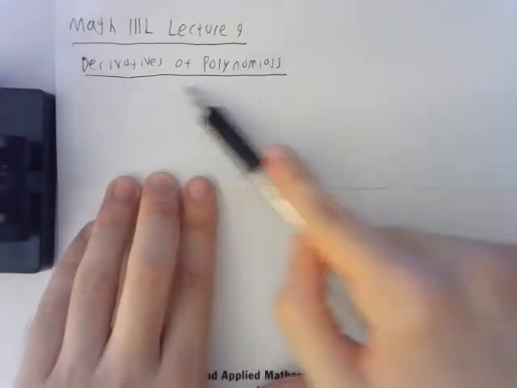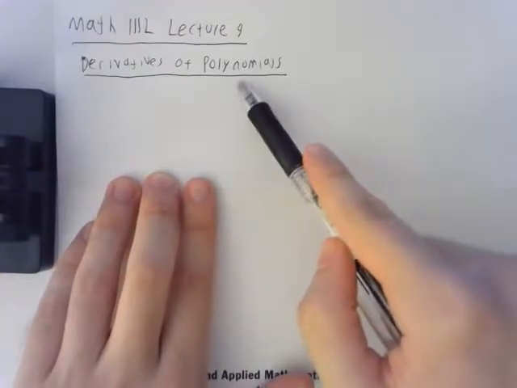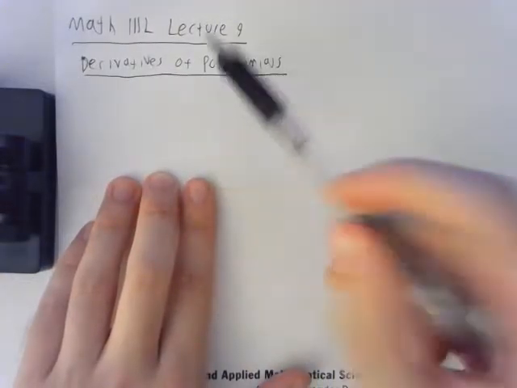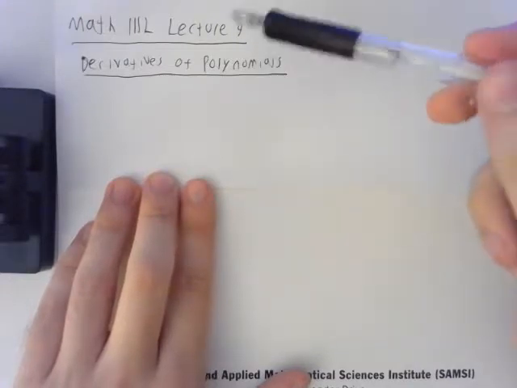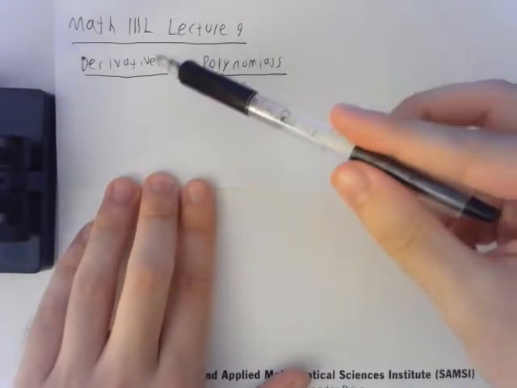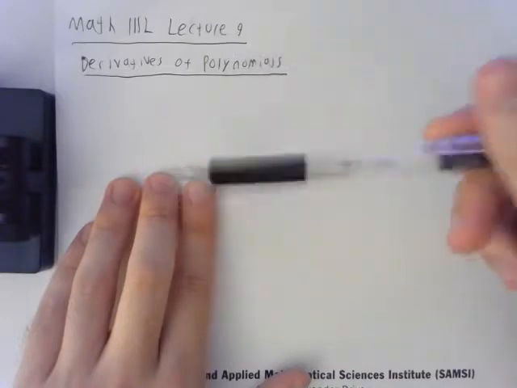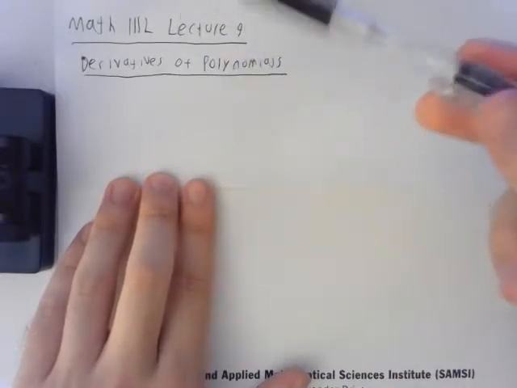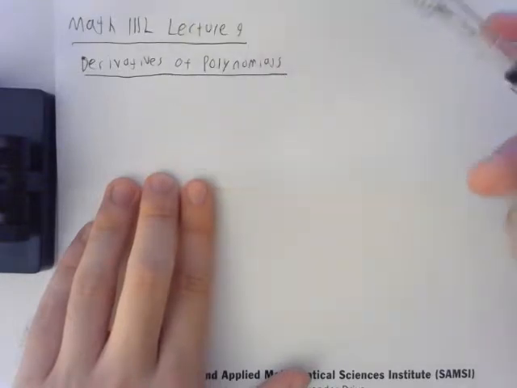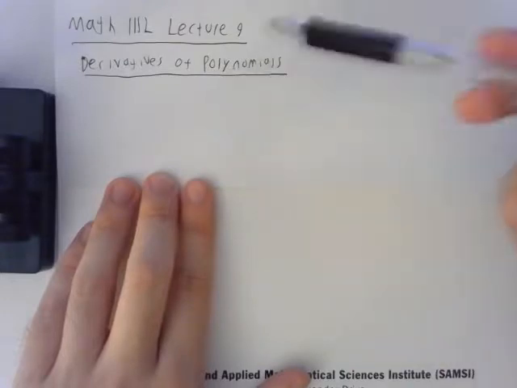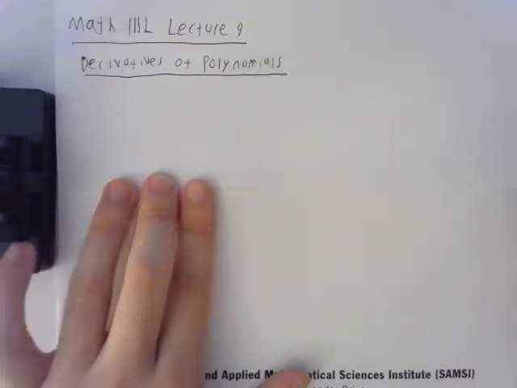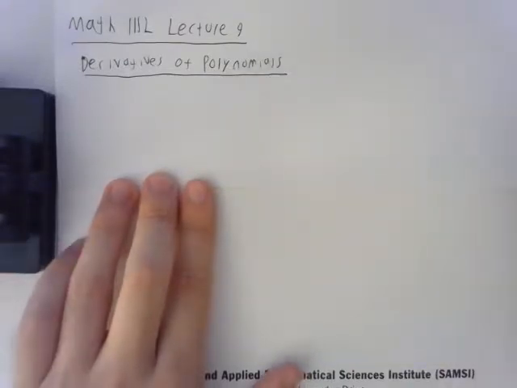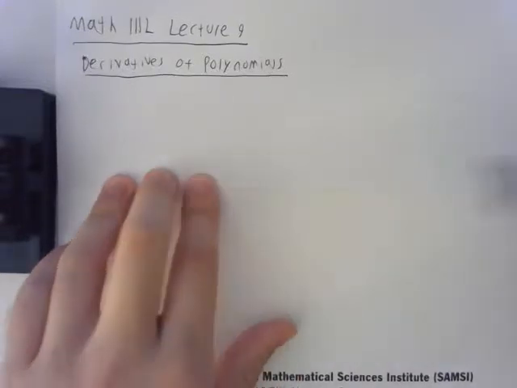So the first type of function that we're going to look at are polynomial functions. And so we already know how to differentiate the simplest polynomials, which are constants and lines. We'd like to be able to differentiate things like x squared, x cubed, x to the 17th, and so on. So you can imagine doing something like x to the 17th using the definition of derivative could be very tedious. So let's try to see if we can come up with some better ways to do this.